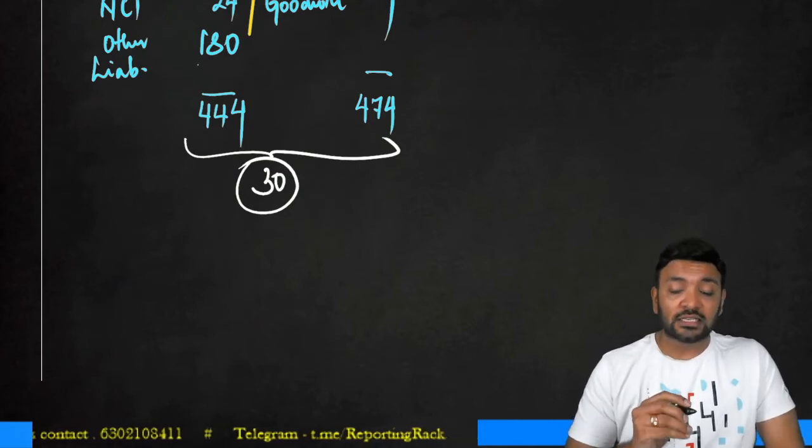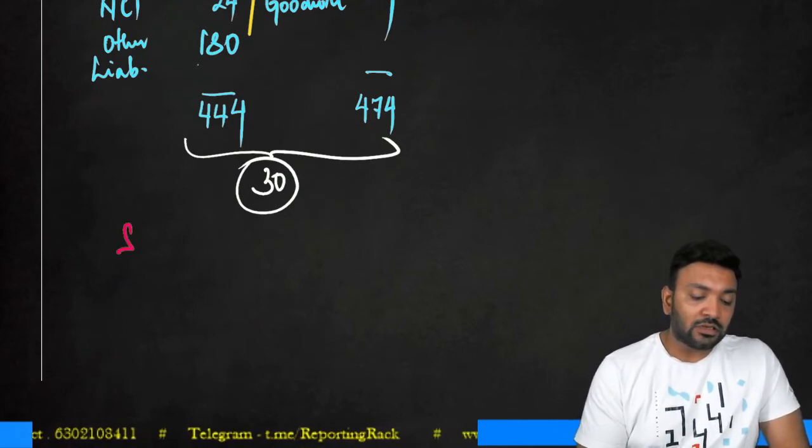So this 30 is the difference which is appearing. So what should we do with this 30? Let's see. Subsidiaries.